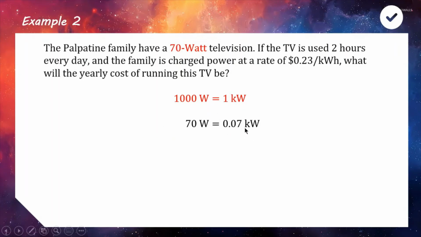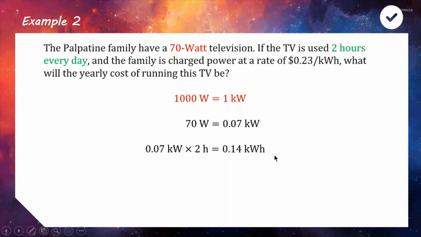Now that's our kilowatt. Now we need our hours, all right? So if we're using it for 2 hours every day, if we do 0.07 kilowatts multiplied with 2 hours, we will get 0.14 kilowatt hours. Okay, kilowatts times hours is kilowatt hours. So this is the energy consumption every day, because the TV uses this much. We're using the TV for 2 hours, so here is our energy.